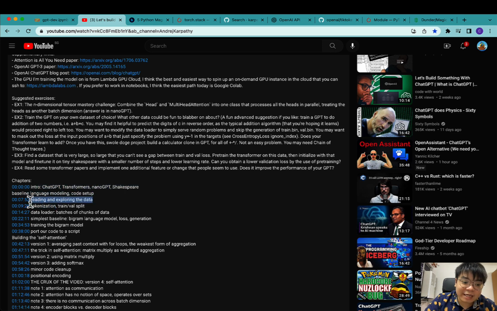We also read and explored the data in Andre's Python notebook, and we touched on how he used a simple tokenization strategy, the character level tokenization. It's a simplification of the actual byte pair encoding that is typically used for production level models. But for the sake of learning, I think it's fine.